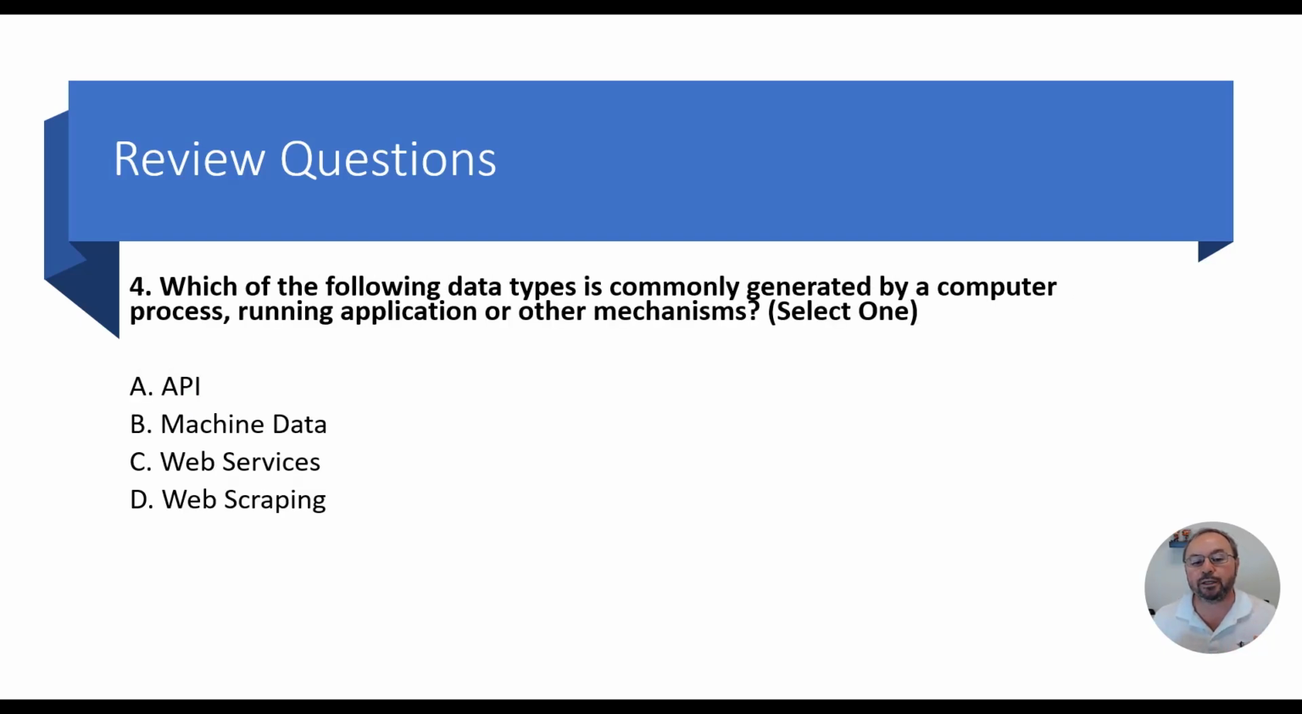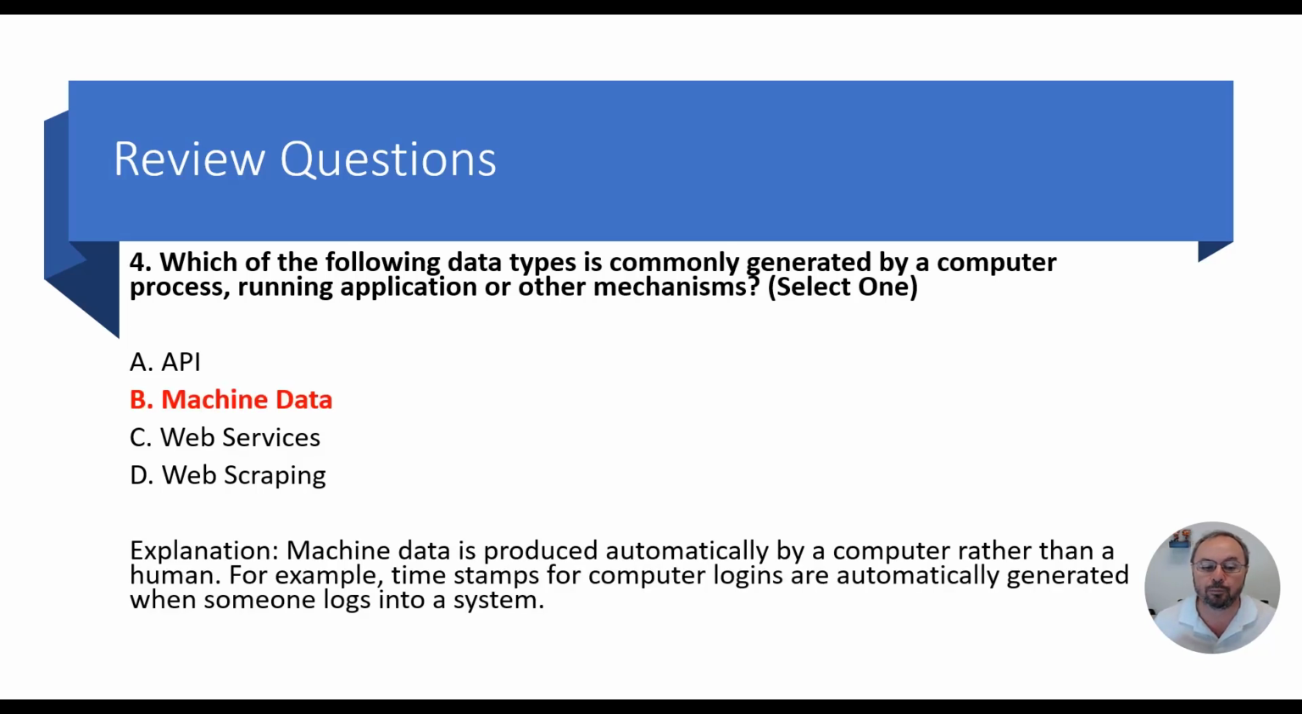So when we consider data types, which of the following data types is commonly generated by a computer process running application data processes, or it could be any other mechanism as well? That would be machine data.